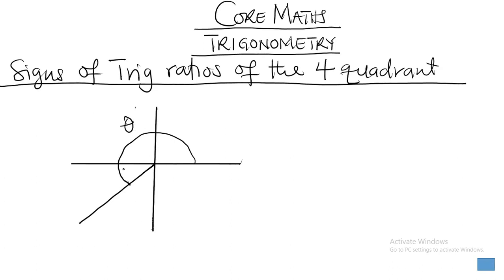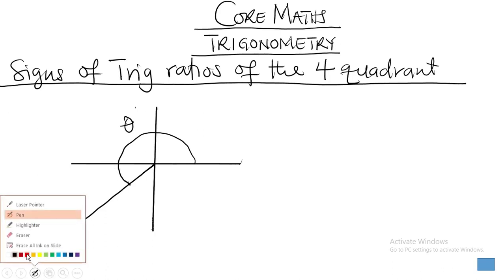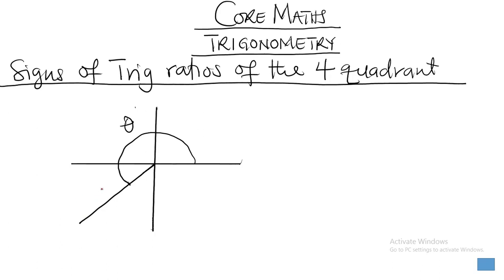So this will be our theta. Now our reference angle will be here. Angles that are greater than 90 degrees, we get their ratios using their reference angle. So theta, this angle is more than what? Than 180. So it's a reflex angle. It's between 180 and 360.